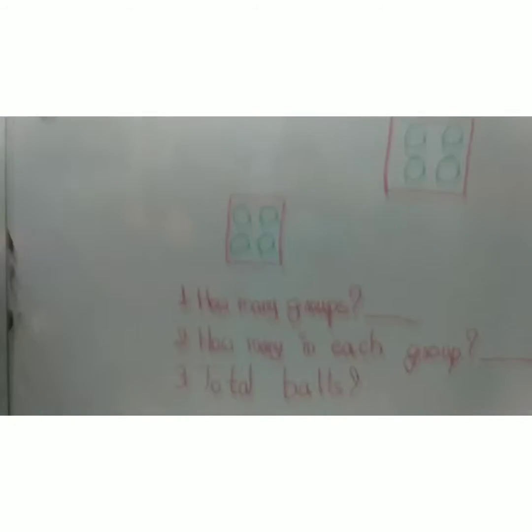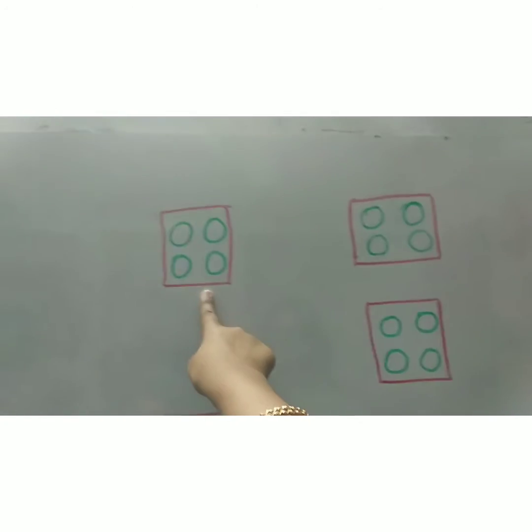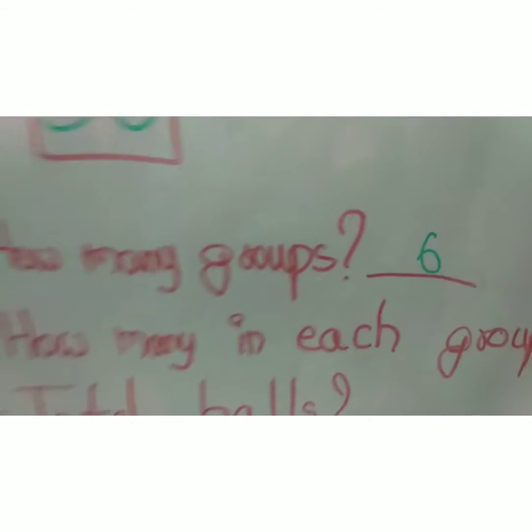Students, there are some balls on the board. These are arranged in groups. So, look at these groups and answer my questions. Let us solve. Tell me, students, there are a total of how many groups? 1, 2, 3, 4, 5 and 6. So, a total of 6 groups.